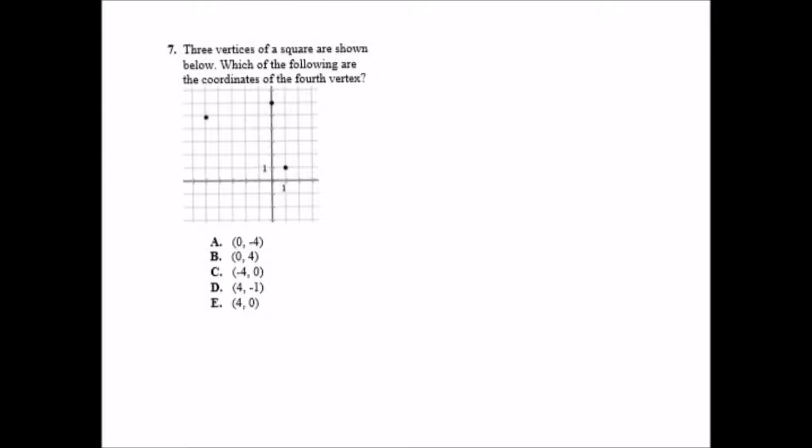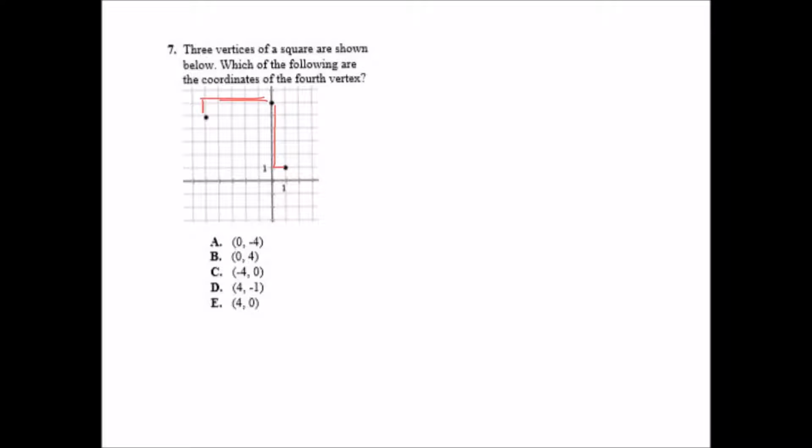Question 7 says 3 vertices of a square are shown below. You can see them right here. What are the following coordinates of the fourth vertex? One of the ways you could look at this is, again, look at the change in y and x. Here, this one's going up 1 and over 5. Then to get to this vertex, we're going down 5 and over 1.